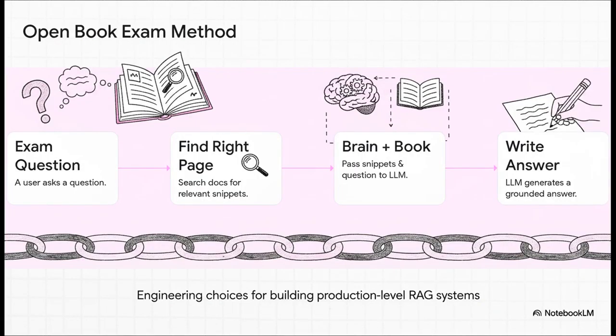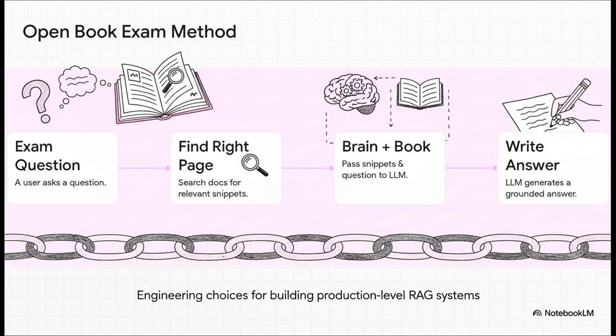And this is exactly how it works. The user's question, that's the exam question. Then the system instantly scans all your documents to find the most relevant paragraphs. That's it finding the right page in the book. It then gives only those snippets to the LLM. So the model uses its brain, its reasoning ability, combined with the facts from the book to write a perfectly grounded answer. This solves all our problems. It's small enough for the context window, it's super cheap, and it stops hallucinations.